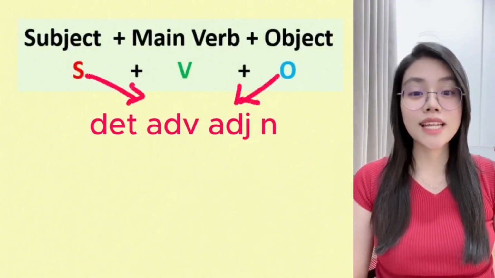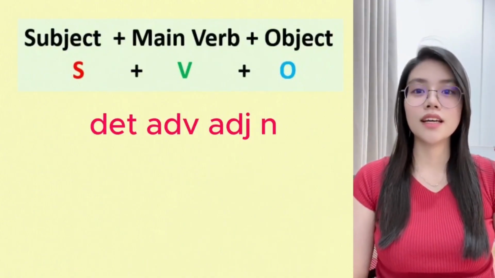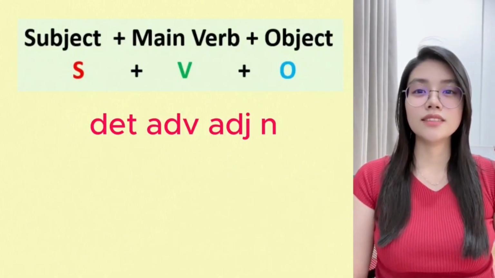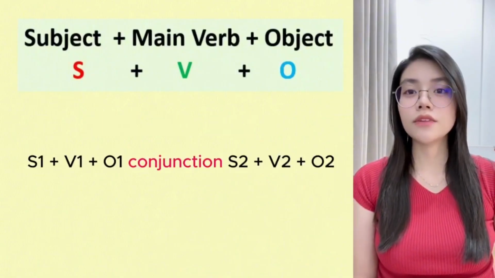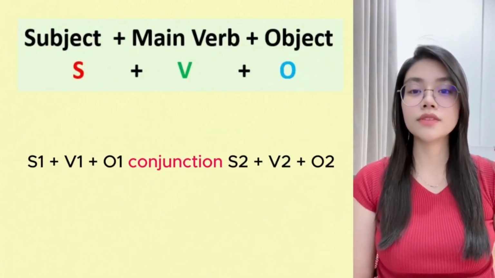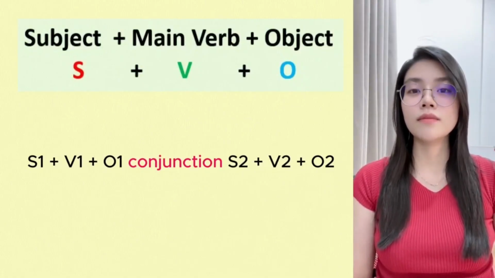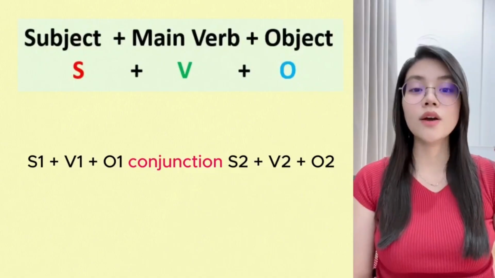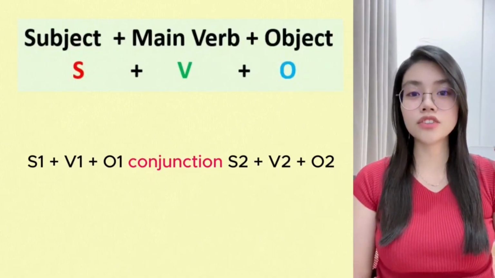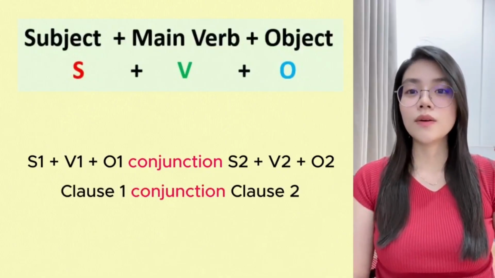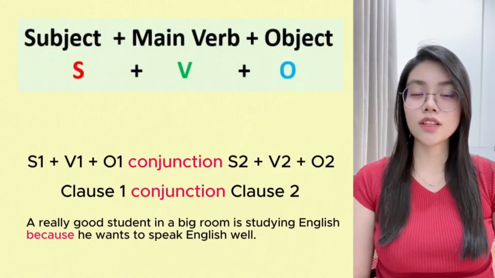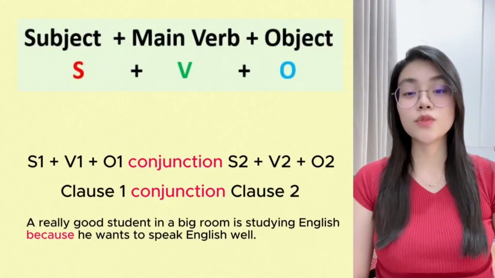But what if a sentence has two or more clauses? It's very simple. You just need to use a conjunction to connect these clauses. So it looks like this. The first subject plus the first verb plus the first object plus conjunction plus the second subject plus the second verb plus the second object. So a clause is the subject plus verb plus object. So in a sentence, we have here the first clause plus the conjunction plus the second clause. So here's an example sentence. A really good student in a big room is studying English because he wants to speak English well.